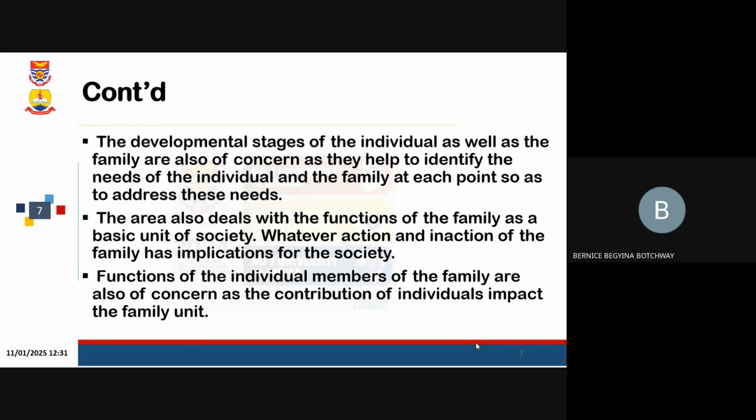We talk about the psychological, the emotional, the physical developments at each stage. These are what family development and human development in the family will talk about. This area also deals with the function of the family as a basic unit of the society.